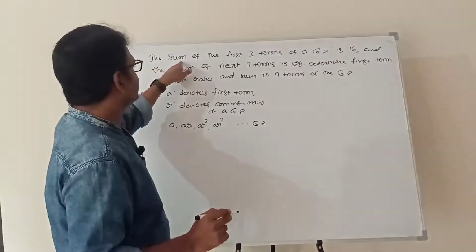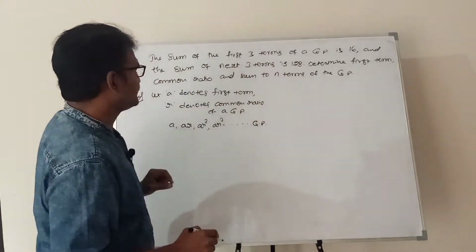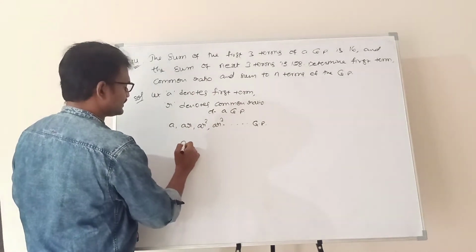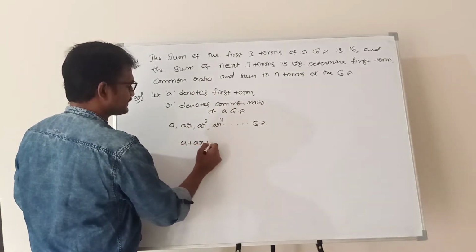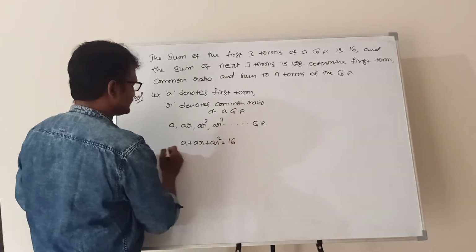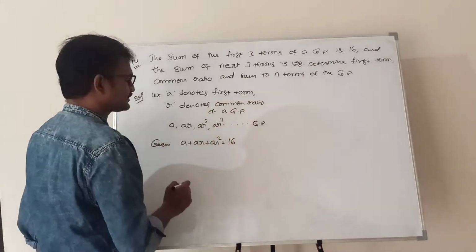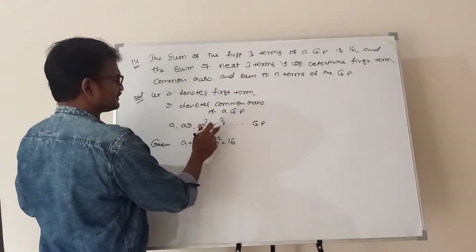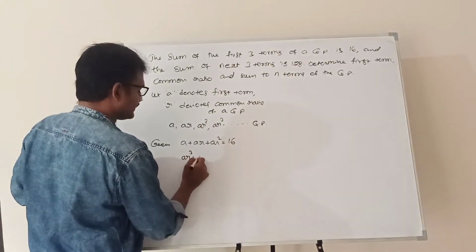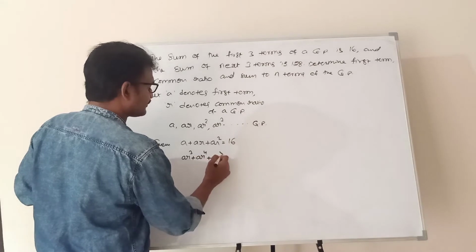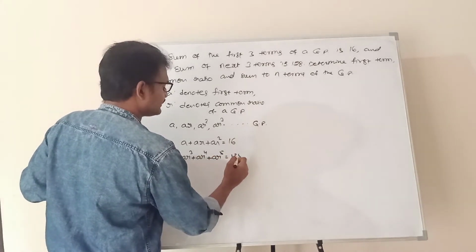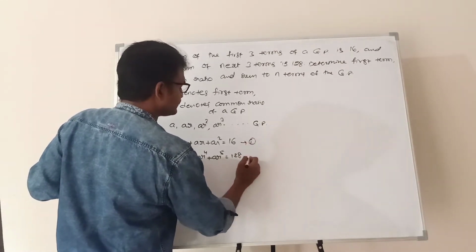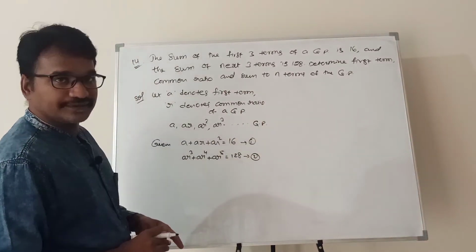Next, here what is given? The sum of the first 3 terms of the GP is 16. 1, 2, 3. That means a plus ar plus ar square is equal to 16. Given a plus ar plus ar square is equal to 16. Next, the sum of the next 3 terms. 1, 2, 3. The next 3 terms are ar cube plus ar power 4 plus ar power 5, which is equal to 128. So determine the first term and common ratio.